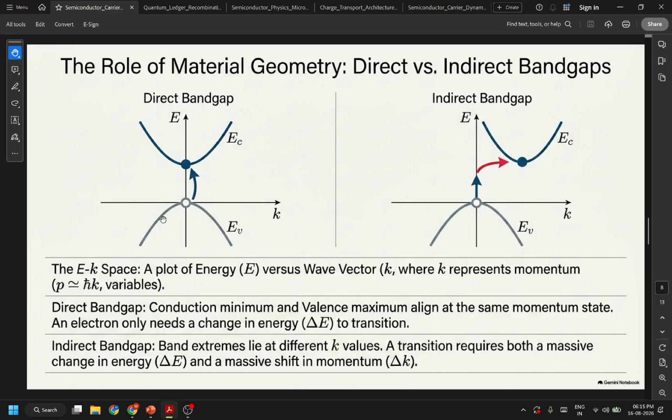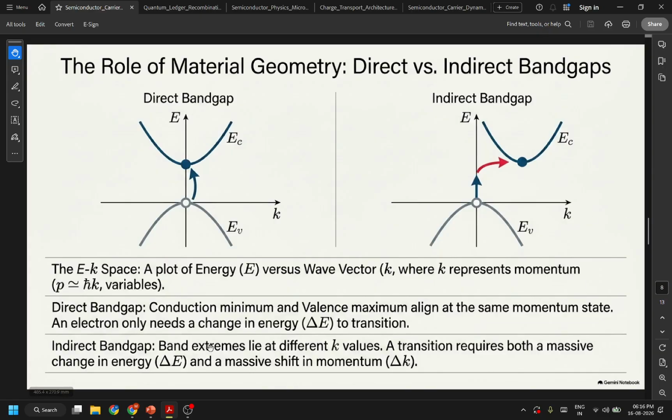So in the E-k diagram, if the valence band maxima and conduction band minima are on the same momentum line, they are called direct band gap, and if they are at different momentum lines, they are called indirect band gap. So here, in direct band gap, the conduction minimum and valence maximum align at the same momentum state, and the electron only needs a change in energy to transition.